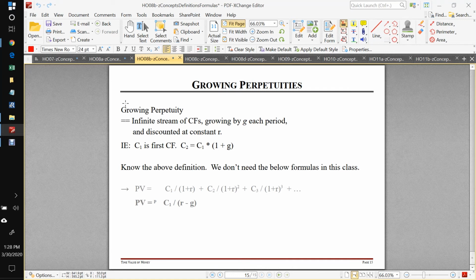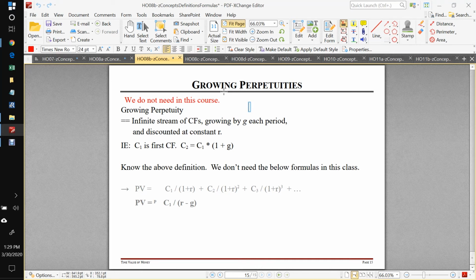Growing perpetuities, we do not need in this course. So I'm not going to ask you about growing perpetuities. If, because of my early onset Alzheimer's, I do put a question on growing perpetuities on exam 2, I will just give everyone 100% for that credit. But I'm 99.9% sure I would not do something like that.